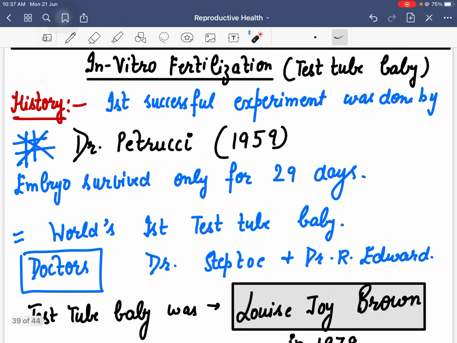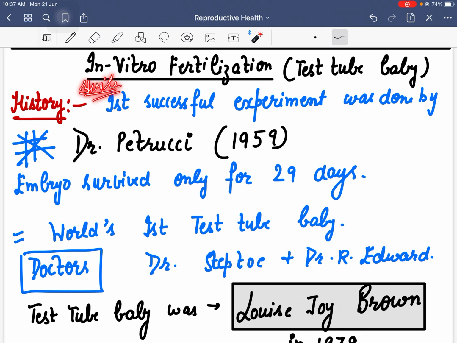Now first is in vitro fertilization or test tube baby. Let's look into a little history of this test tube baby. It is known as a test tube baby, but actually the fertilization does not happen in a test tube but in a laboratory. This procedure happens in a laboratory, right, in very sterile conditions.